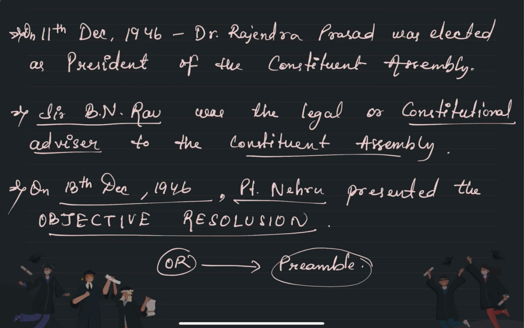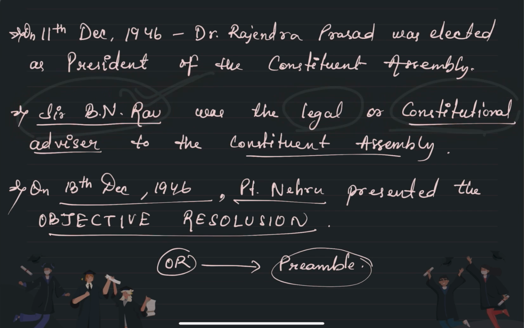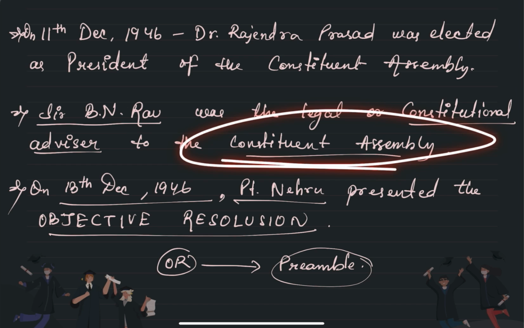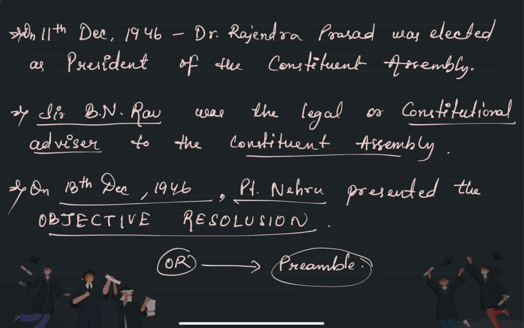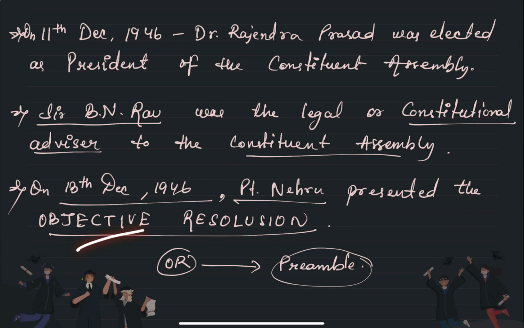And Sir B.N. Rao was the legal or constitutional advisor to the Constituent Assembly. On 13 December 1946, Pandit Nehru presented the Objective Resolution. The Objective Resolution is now known as the Preamble.